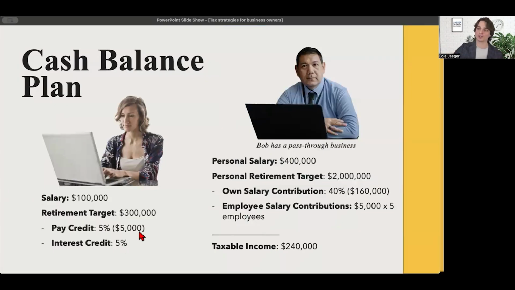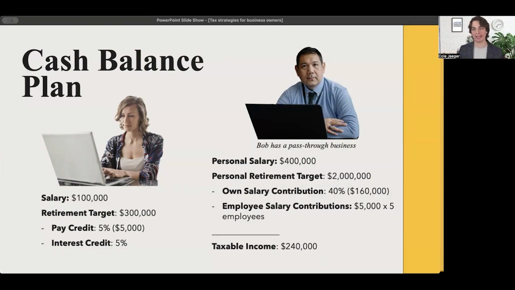Wendy's retirement target is set at $300,000. She gets a 5% pay credit and a 5% interest credit a year. And Bob Boss, his salary is $400,000 a year, and his annual contribution to his account is set at 40%. So he's contributing $160,000 a year to his account. And yes, it can be that high and even higher depending on what your income is. This reduces his taxable income by a substantial amount.